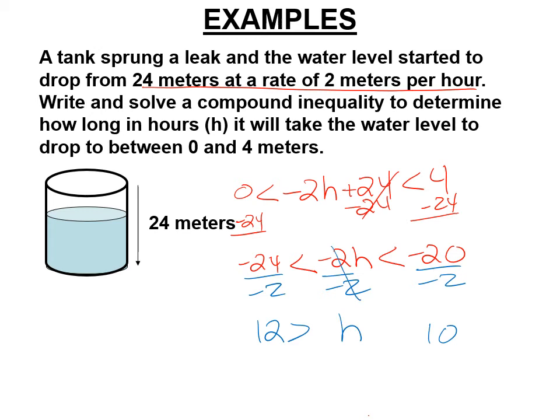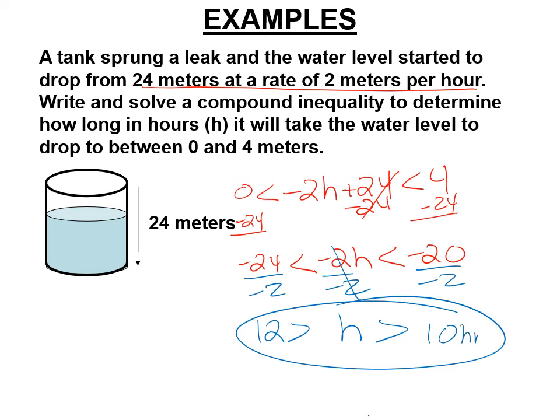These are going to cross out because, right, it wouldn't make any sense. The bigger number's now on the left. So we need between 10 and 12 hours, right? Hours is bigger than 10 and smaller than 12. So how long will it take the water level to drop to between 0 and 4 meters? It will take between 10 and 12 hours. Right? You divide by a negative, you have to flip the symbol.